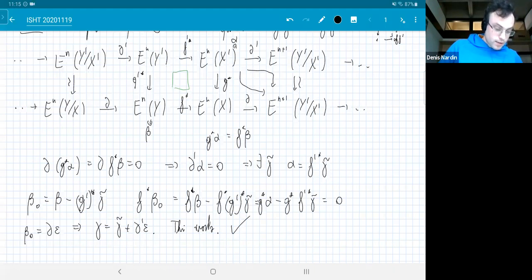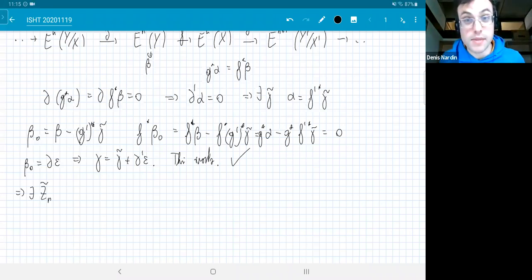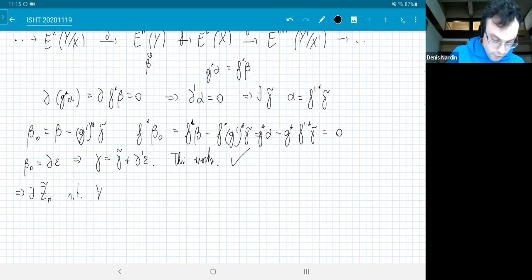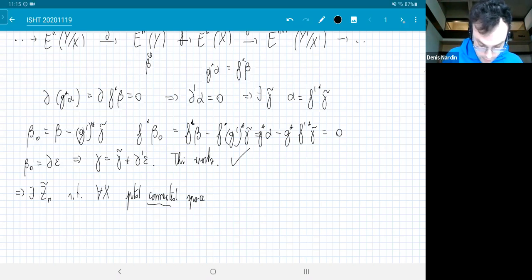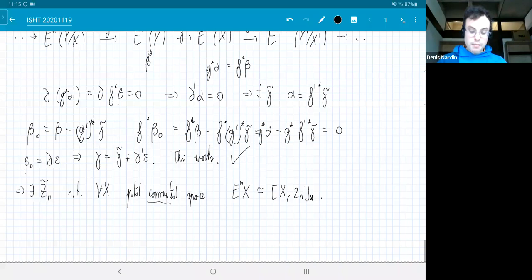So, great. We can apply Brown representability. And so we can find Zn tilde, and you'll see in one second why I'm calling them Zn tilde, such that for every pointed connected space x, En of x is Zn. Okay, that's great. That's almost where we want to be, except that we would like this to be true for all x.